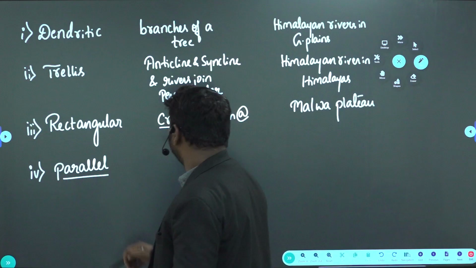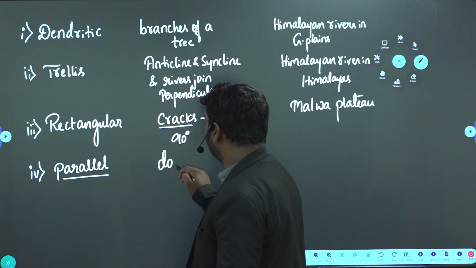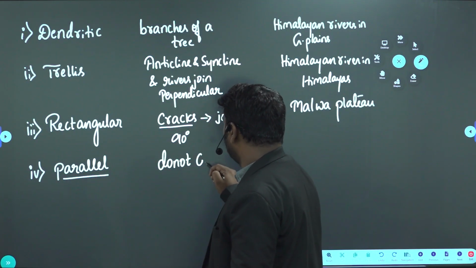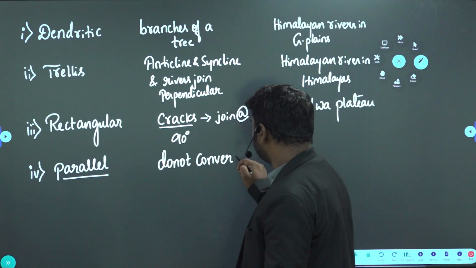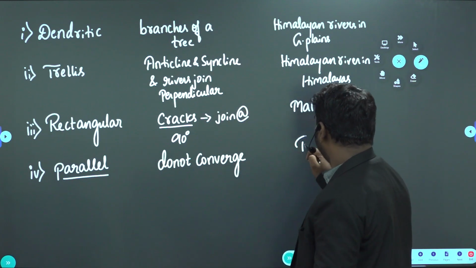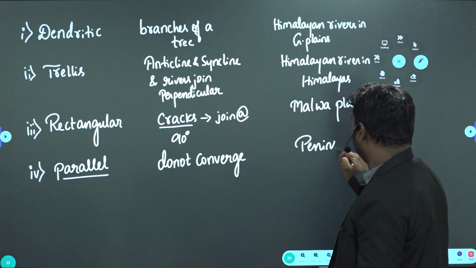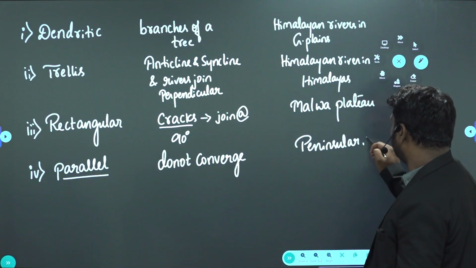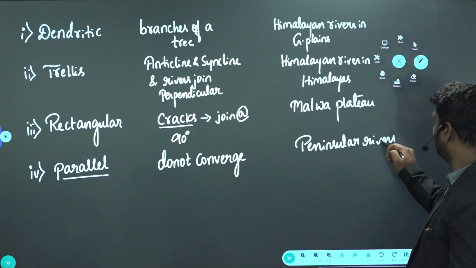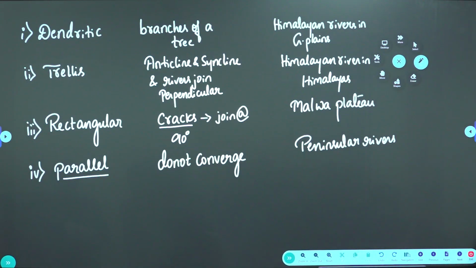Then parallel pattern: they do not converge. Peninsular rivers, Krishna, Godavari, Kaveri, they all have this. Do not converge, peninsular rivers.